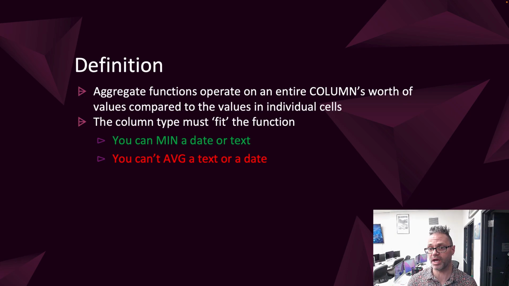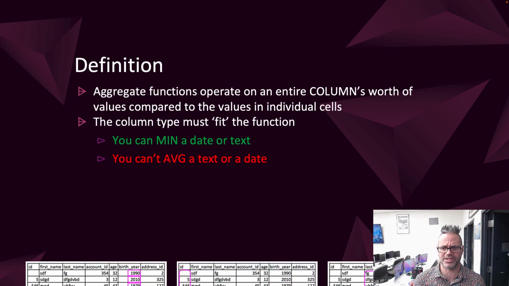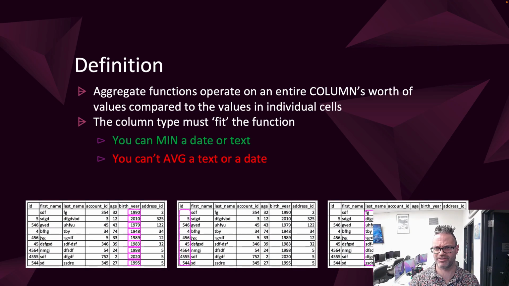So I can totally find the minimum of a date or of text, for alphabetic earliest in the dictionary, or finding the earliest date value, but I can't average a text or a date value because there's not an average date or an average text value that we can look at.